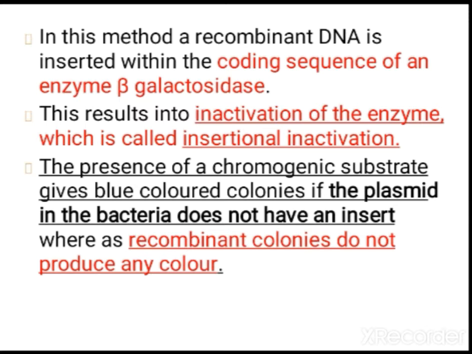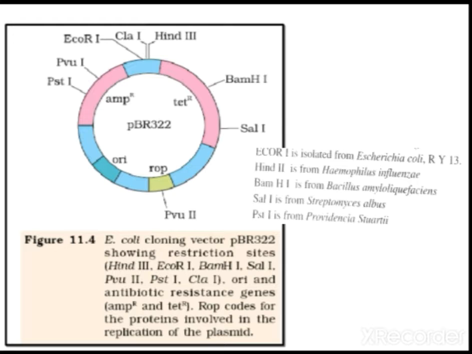Why don't they produce any color? Because the enzyme producing color has been inactivated. When the chromogenic substance is acted upon by the enzyme, it will produce blue colored colonies. If the enzyme is not active, it won't produce any color. So from here we can distinguish the transformants from non-transformants. You call this method insertional inactivation, because by inserting, the enzyme gets inactivated.